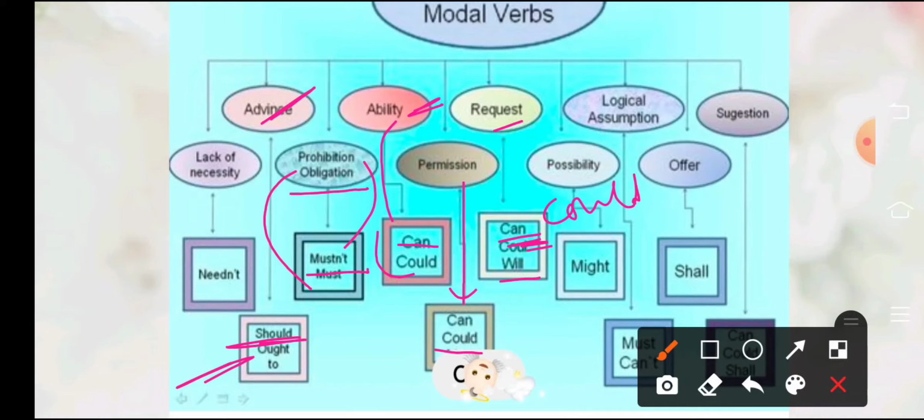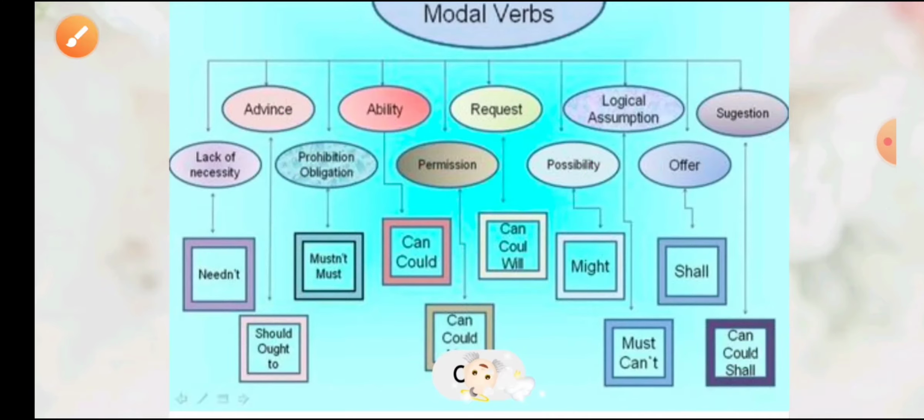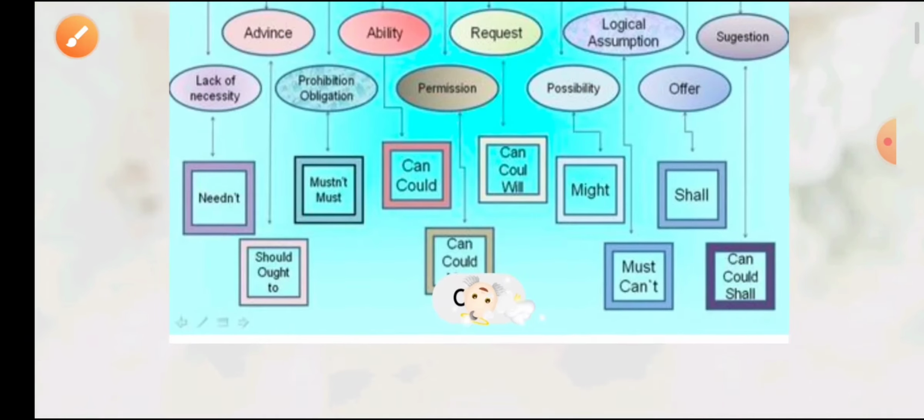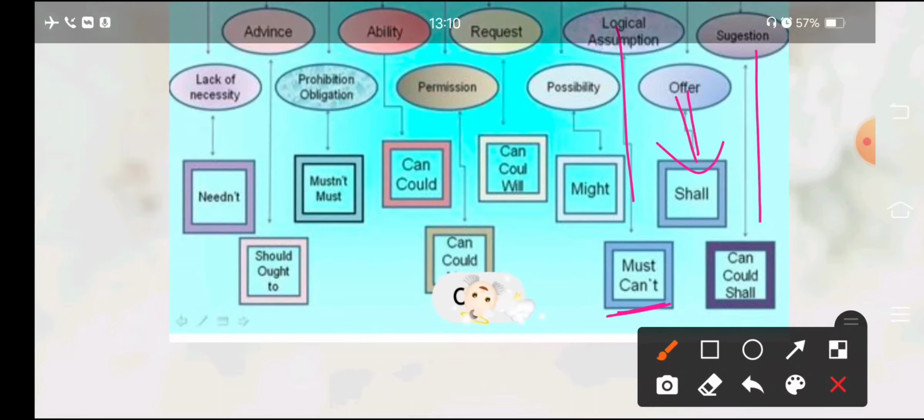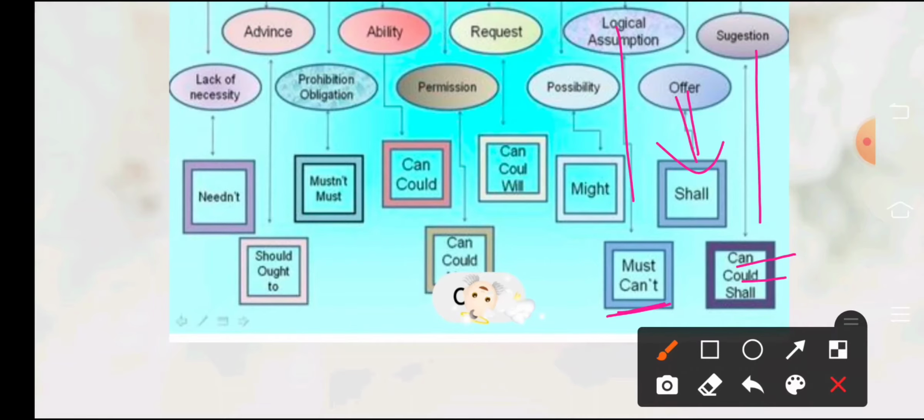And for possibility we use might, when there is less or weak possibility, like: it might rain today. So there are 30-40% chances that it might rain. Next is logical assumption. To show logical assumption we use must or can't. Next, if you want to offer something, you use shall, like: shall I help you? And for suggestion you can use can, could or shall.